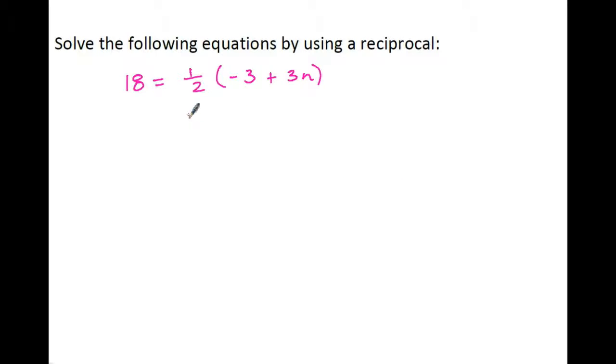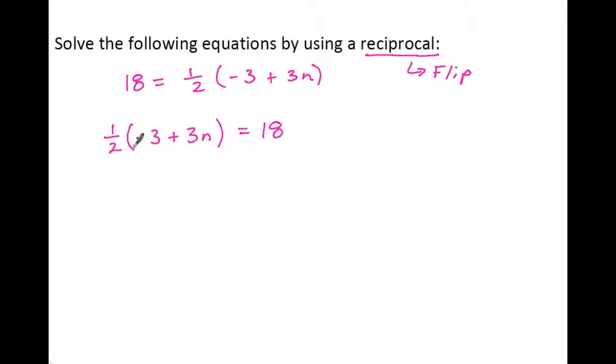Okay, our next step is to use the reciprocal. Reciprocal really means that we're going to use the flip. So here's our example: 18 equals 1/2 times negative 3 plus 3n. Some of you might get confused by this, so let's rearrange this and move this to the other side. I'll leave it as 1/2 times negative 3 plus 3n equals 18.